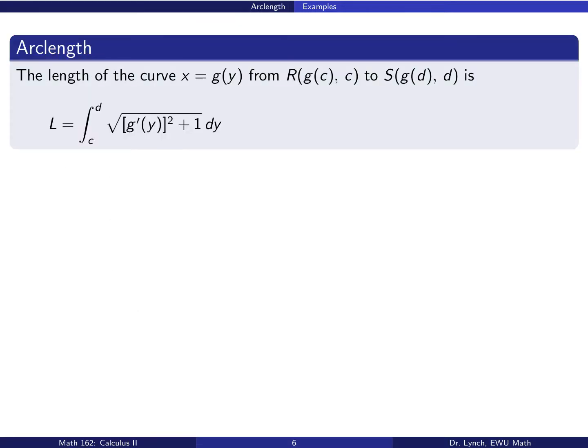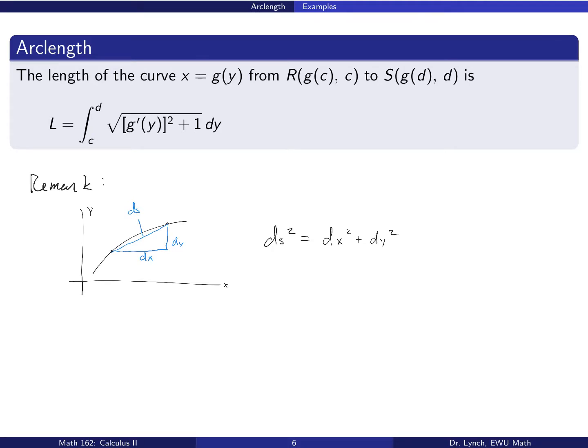I won't go through the derivation, but if the curve is defined by x equals g of y from y value of c to y value d, similarly, the arc length is an integral involving this sort of Pythagorean identity, the square root of g prime of y squared plus 1.